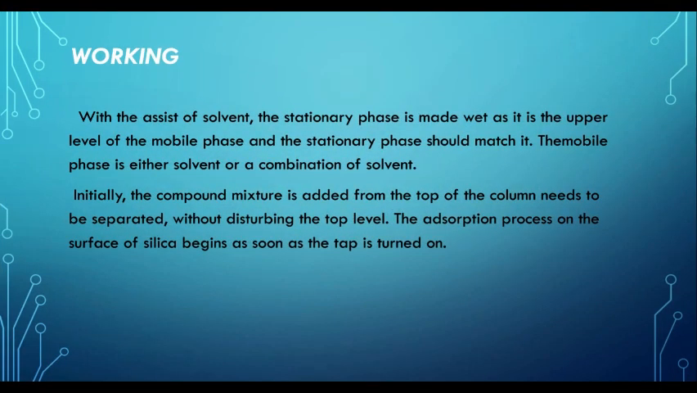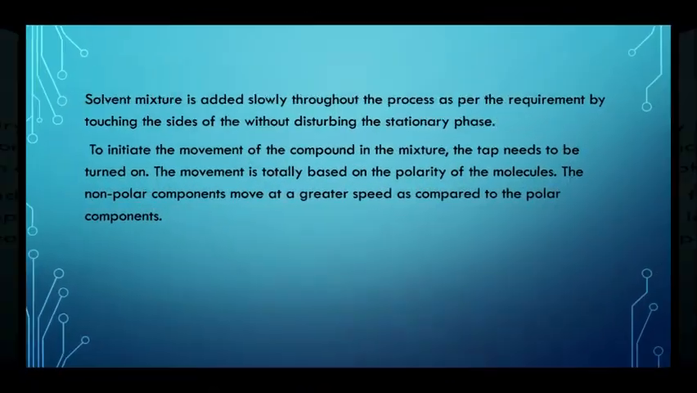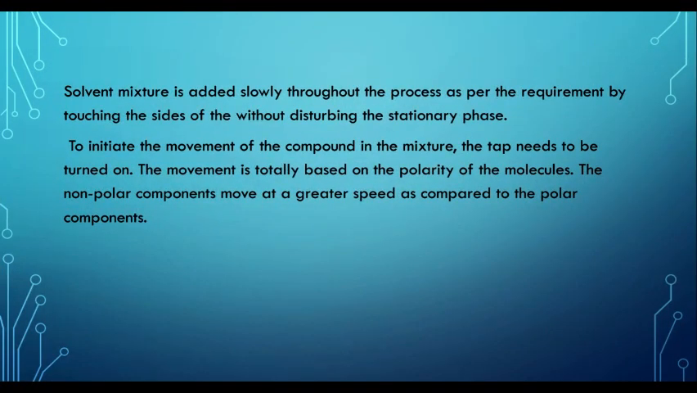Working. With the help of solvent, the stationary phase is made wet, as it is the upper level of the mobile phase, and the stationary phase should match it. The mobile phase is either a solvent or a combination of solvents. Initially, the component mixture to be separated is added from the top of the column without disturbing the top level. The adsorption process on the surface of silica begins as soon as the tap is turned on.